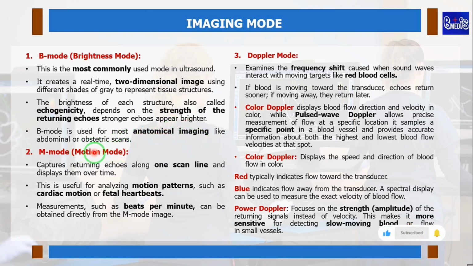Then we have the M mode, which is the motion mode. Here it captures returning echoes along one scan line and displays them over time. This is useful for analyzing motion patterns such as cardiac motions and fetal hearts. Measurements such as beats per minute can be obtained directly from the M mode image.